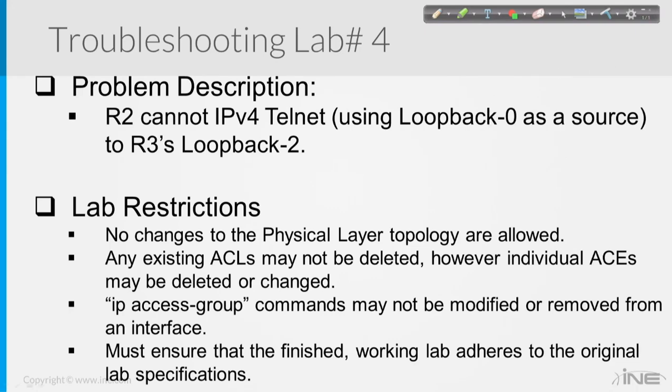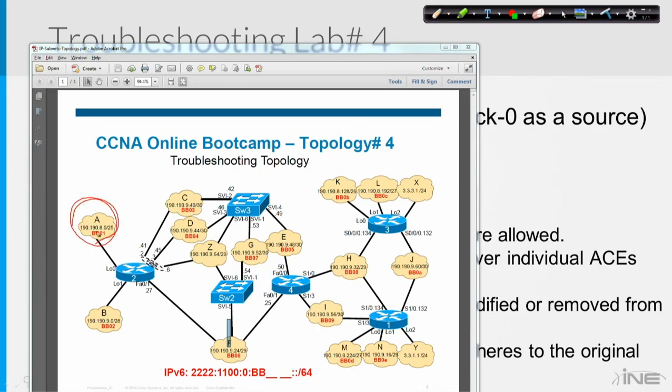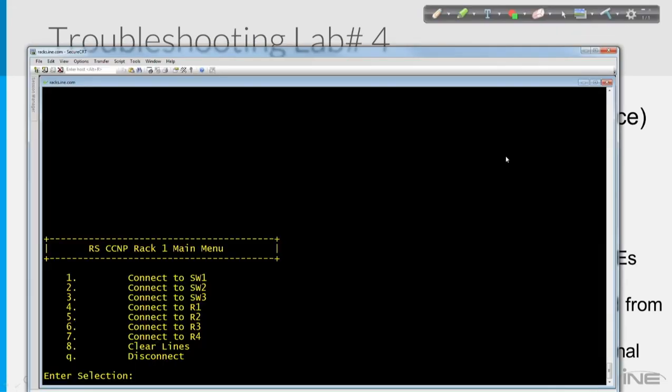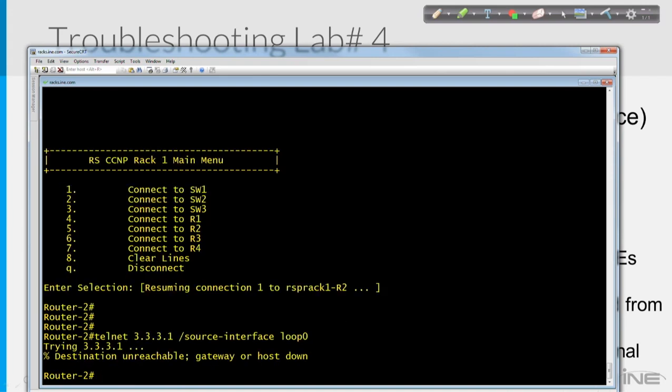Okay, so if you recall from back when we built the main monster lab, as I like to call it, when that was built, R2 was allowed to use this as a source and telnet to this as a destination. And now we're saying that is not working. So first of all, let's check it out and make sure that it's not working. Okay, so there we're telnetting to 3.3.3.1. That's the loopback 2 of router 3 with a source interface of loopback 0 on router 2. And we get this message, destination unreachable.